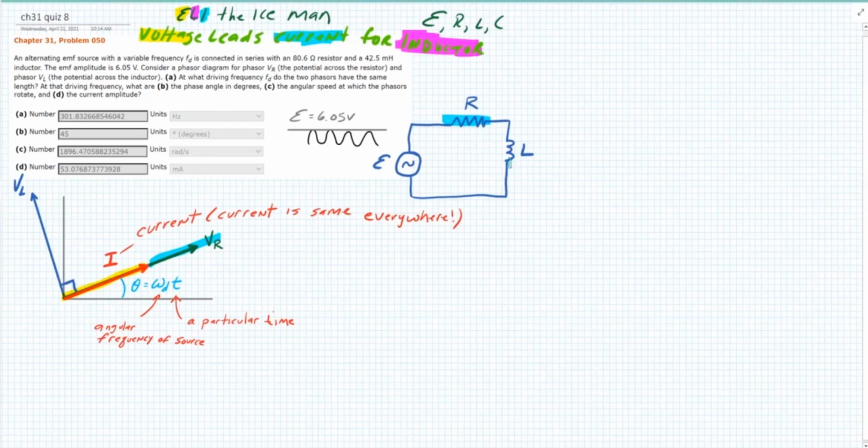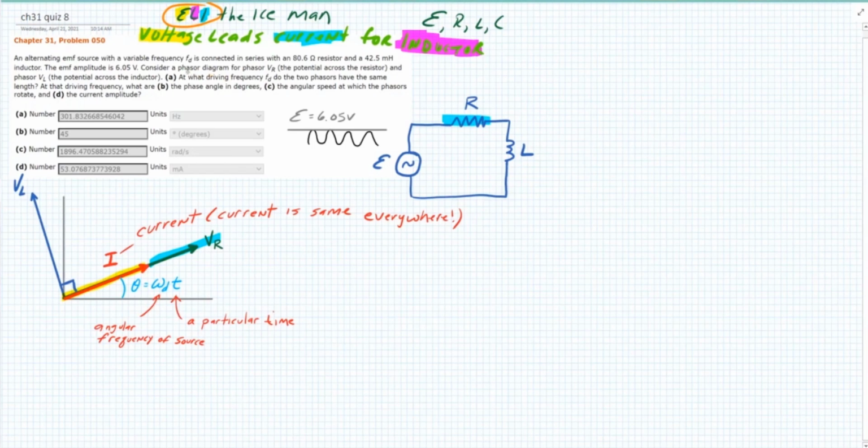That is not true with an inductor. That is not true with a capacitor. So that's why these two vectors are lined up, the green vector and the red vector. And that's why you can see there's the Eli part of Eli the Iceman. Eli the Iceman is right here. This blue vector is leading the current by 90 degrees. So that's the phasor diagram.